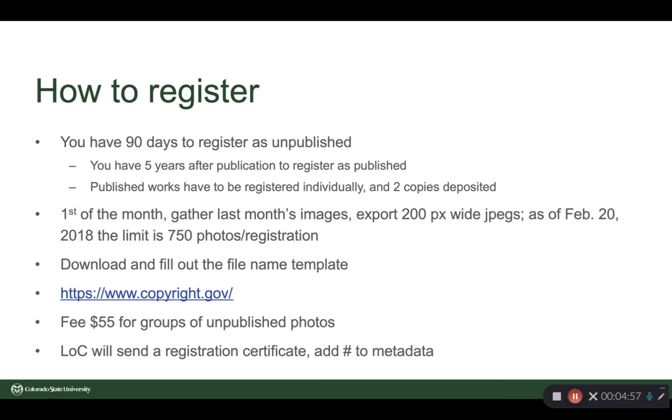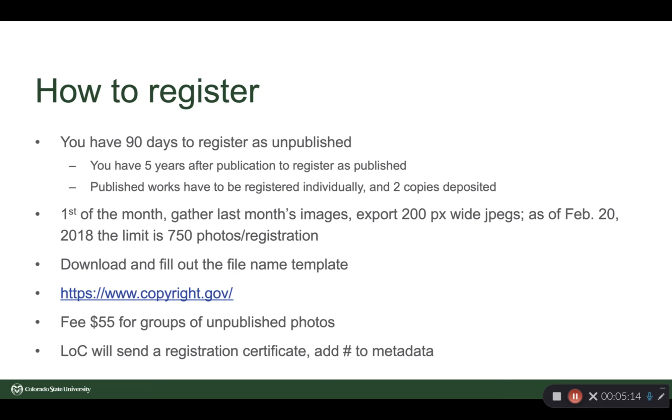For an unpublished work, on the first of the month, a good workflow is to gather last month's images, export 200 pixel-wide JPEGs. They don't have to be huge. And as of February of 2018, there's a limit of 750 photos per registration.